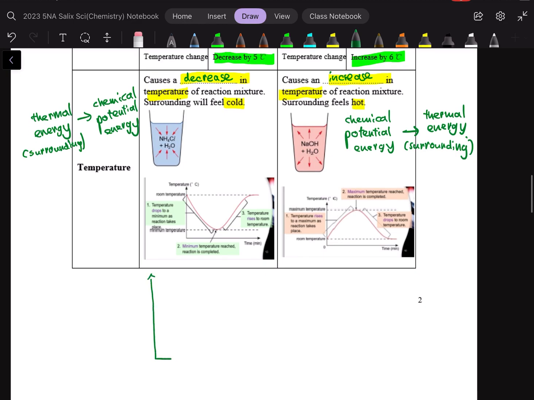All right, okay, so when you look at the temperature graph for the endo case, if you cannot see this clearly, let me zoom in. Okay, so you have the temperature against time axis. Normally, let's say you start off from room temperature, around 25. It will drop, reach a minimum, and then go back up again. All right, that's for endo.